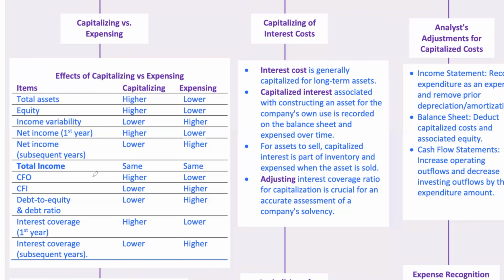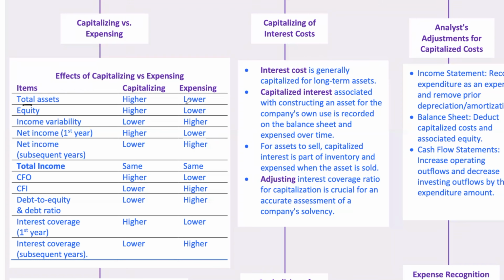Also, remember, not all assets are depreciated. Land, for instance, is not depreciated, and intangible assets with indefinite lives aren't amortized. These stay on the balance sheet at their full value unless there's an impairment. Now let's flip the coin and look at expensing.